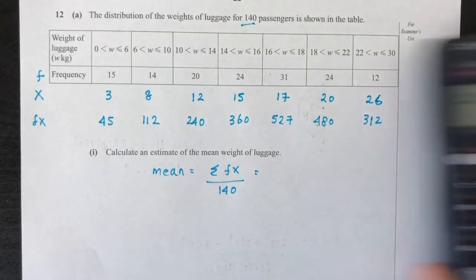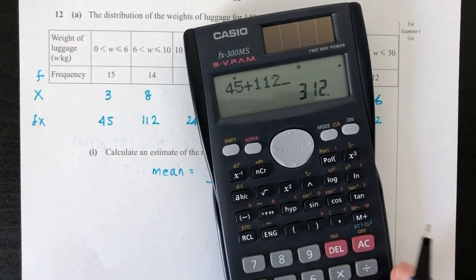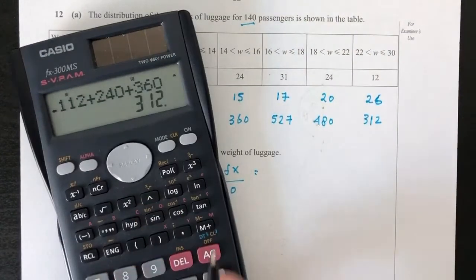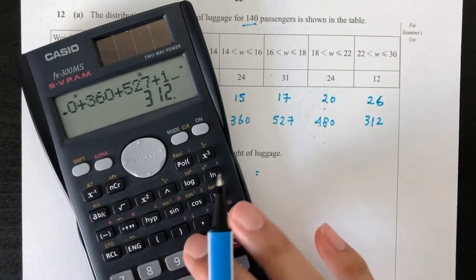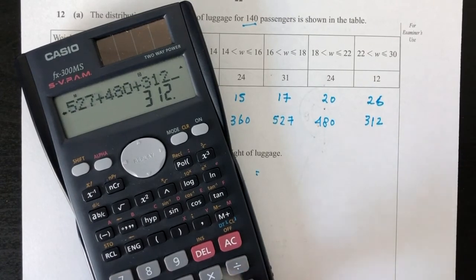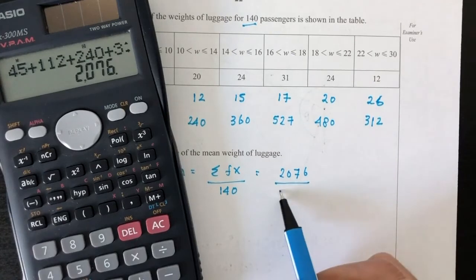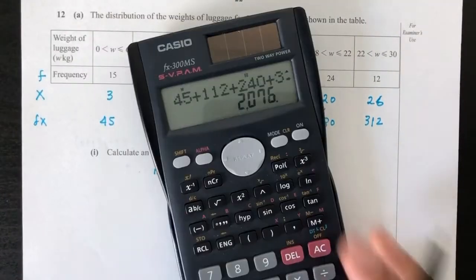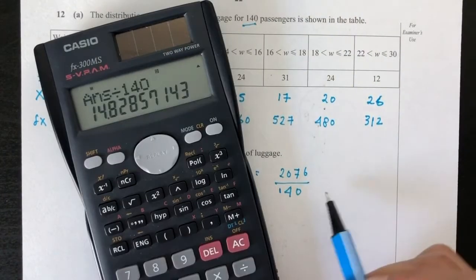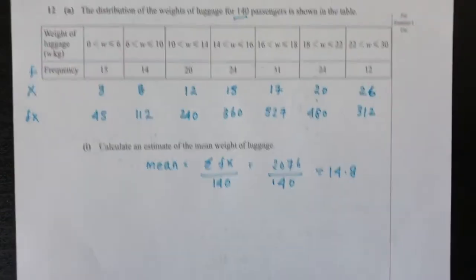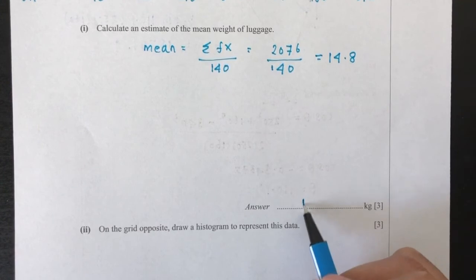So let's do that. So 45 plus 112 plus 240 plus 360 plus 527 plus 480 plus 312. That should be 2076 divided by 140. That should be 14.8, correct to 3SF, for your mean estimate for those values.